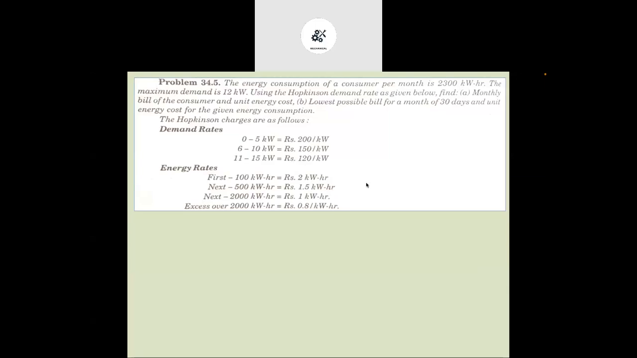Energy consumption of a consumer. The energy consumption of the consumer per month is 2300 kilowatt hour. Kilowatt hour we also call a 1 unit. The maximum demand is 12 kilowatt.